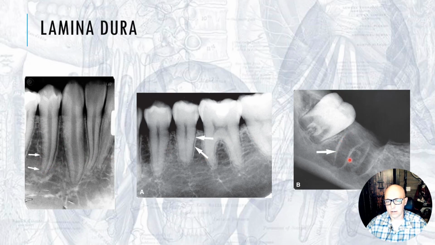Here we see a remnant in a tooth socket, so the remnant of the lamina dura. So it's not always going to be completely discernible, but when it is, it's nice because then you can see the outline of the PDL space, and you can easily rule out a periapical inflammatory lesion.